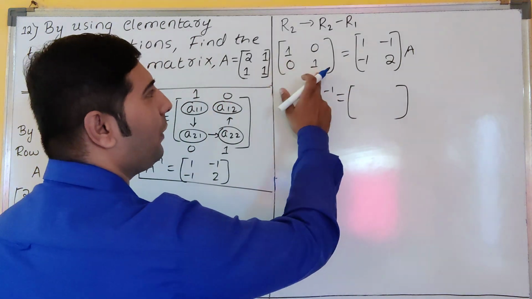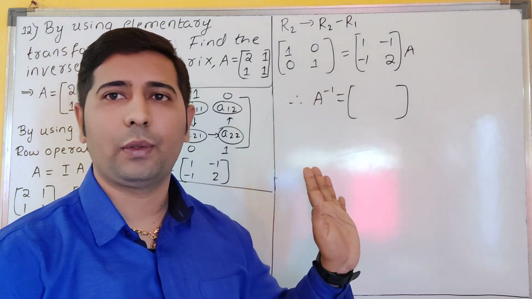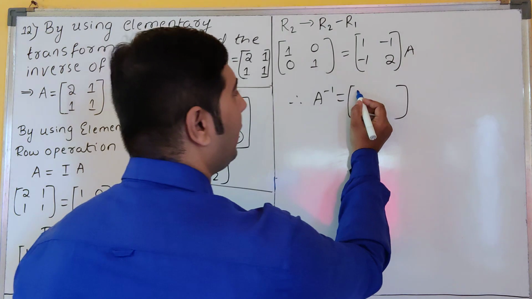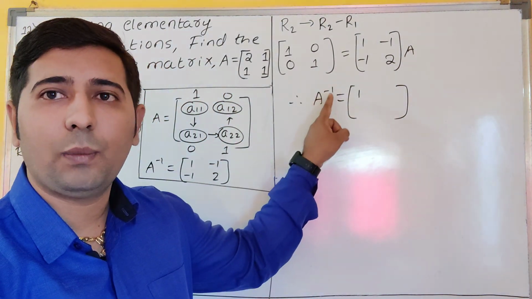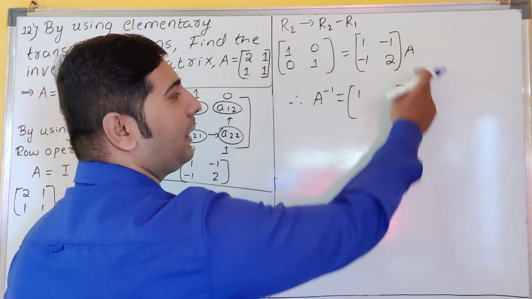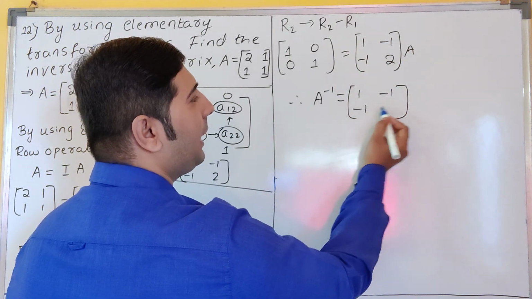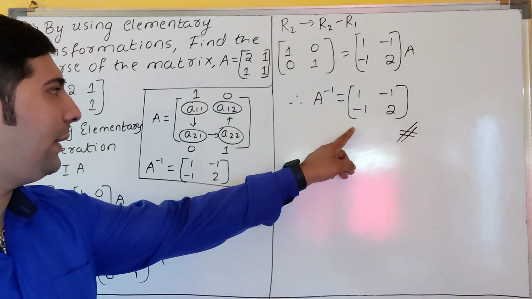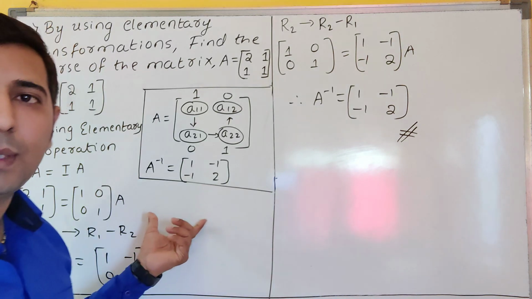So 1 0 0 1 has come, it is done. Here, if 1 0 0 1 comes, it is finished, there is nothing more to do. So now this is nothing but your A inverse. While writing A inverse, you see, dear students, A raised to minus 1, don't write A dash. So up to here, A you write here. So A inverse is 1 minus 1 minus 1 2, this is your answer, dear students. You compare with this, 1 minus 1 minus 1 2, yes or no?